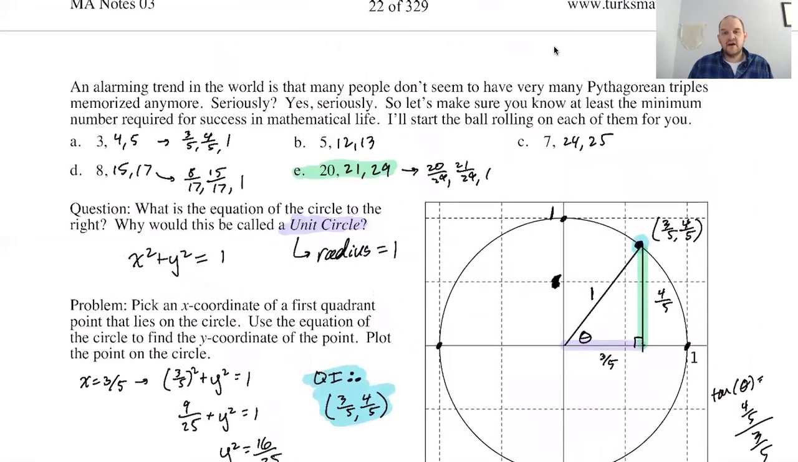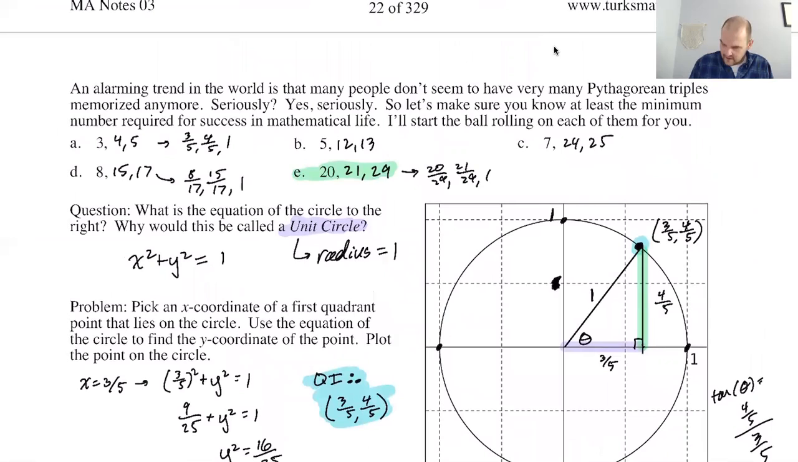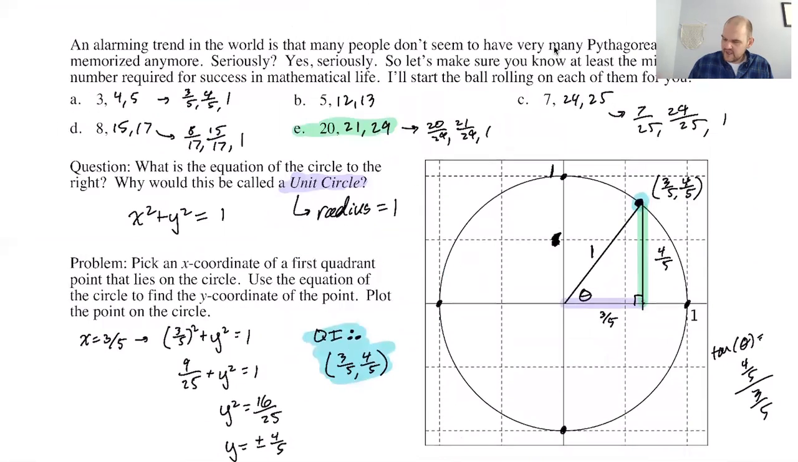Say up here, say you choose 7/25, and then as soon as you choose 7/25, you automatically get 24/25. If we had chosen that ordered pair, 7/25, comma 24/25, would the results have been different? Yeah, the cosine would have been different. But the sine still would have been opposite over hypotenuse.